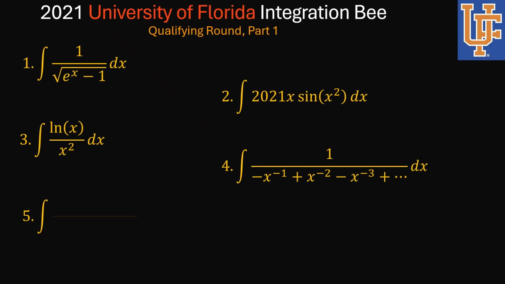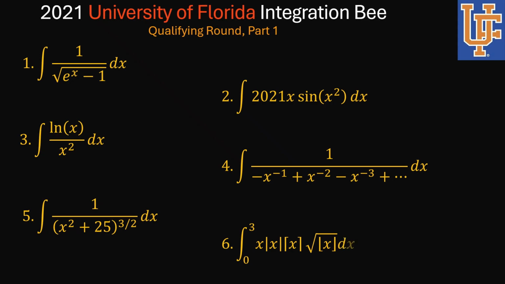And then problem number 5 happened to be the indefinite integral of 1 over x squared plus 25 all to the power 3 over 2. And problem number 6 happened to be the definite integral from x equals 0 to x equals 3 of x times the absolute value of x times the ceiling of x times the square root of the floor of x. So those are the 6 problems we'll be focused on today.